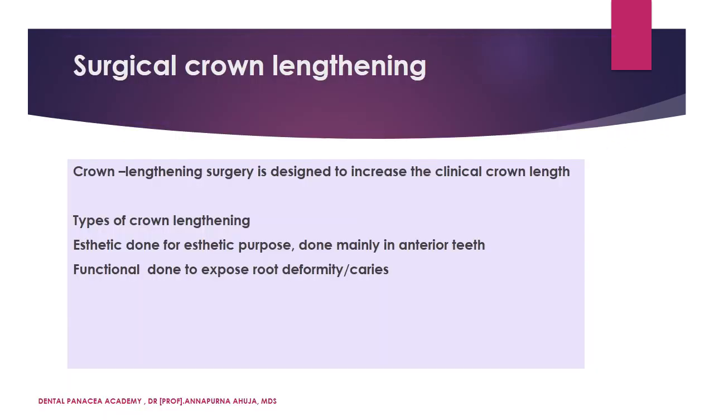First, coming to surgical crown lengthening. Crown lengthening is a surgery which is designed to increase the clinical crown length. So what are the types of crown lengthening? Aesthetic and functional. Aesthetic is done for aesthetic purpose, mainly in anterior teeth. Functional is done to expose root deformities or root caries for the crown placement.